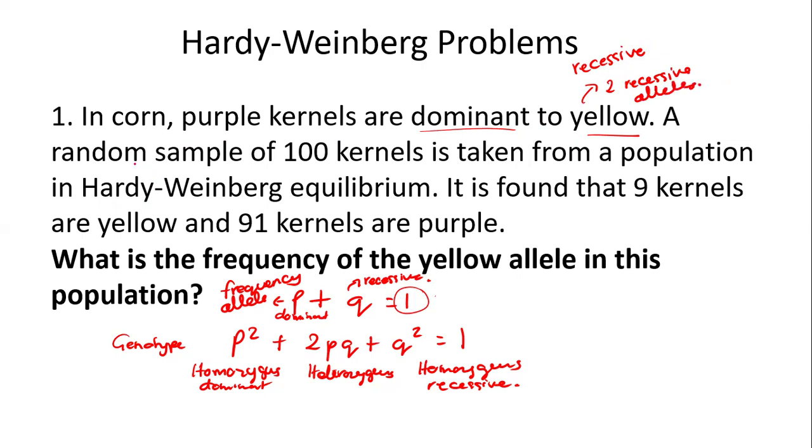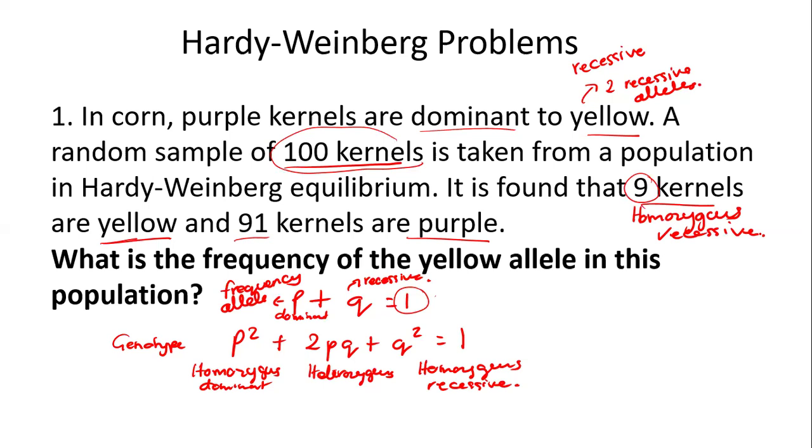Okay, it then tells us that a random sample of 100 kernels is taken from a population in Hardy-Weinberg equilibrium. So the total number is 100 in that population, which will be useful later. So it is found that 9 kernels are yellow and 91 kernels turn out to be purple. So that means the 9 kernels that are yellow must be homozygous recessive. Because if you remember, in order for us to get a yellow kernel, they have to have 2 recessive alleles. So they're homozygous recessive. So it says then, what is the frequency of the yellow allele in this population?